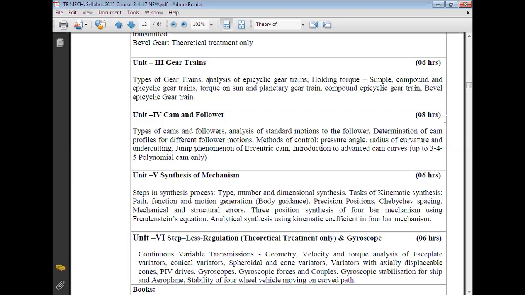Here in this particular unit, you may be asked to design a cam for 16 to 18 marks. It may be 12 to 16 marks, but we have seen numericals in the new question papers asked for 18 marks too.